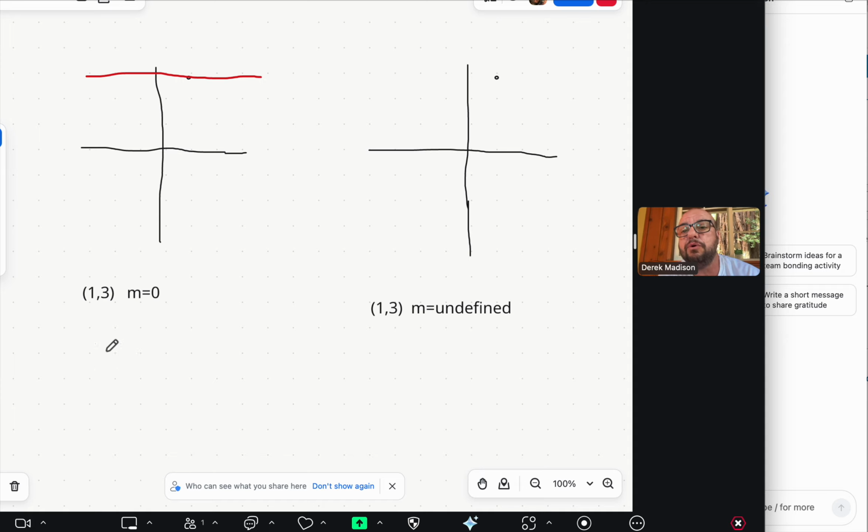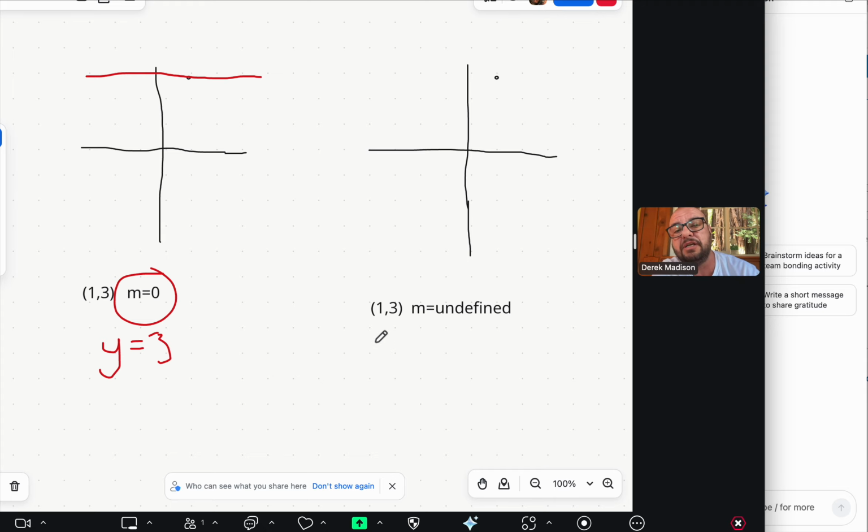So anytime we have a horizontal line, it's going to take the form of y equals whatever that y coordinate was. Y equals 3 in this case, because it doesn't matter what value x is. When x is 0, y is 3. When x is 1, y is 3. When x is 2, y is still 3. Y is always 3 regardless of x. So anytime we see a slope of 0, a horizontal line takes the form y equals that y coordinate.